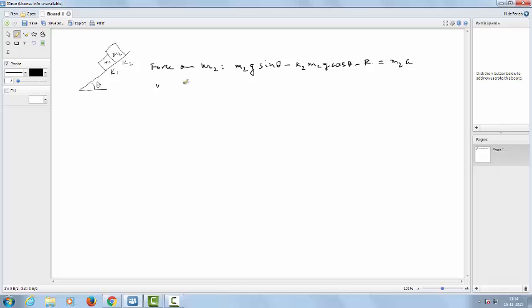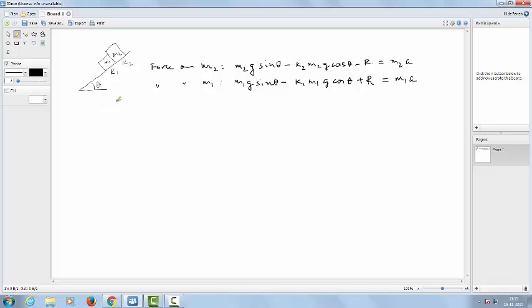Similarly, we can write the force on m1, which will be m1 g sine theta minus k1 m1 g cosine theta plus r, because if we have chosen the force on m2 due to m1 as minus r, the force on m1 due to m2 would be plus r, because the forces are equal and opposite. So this should be equal to m1 times a.